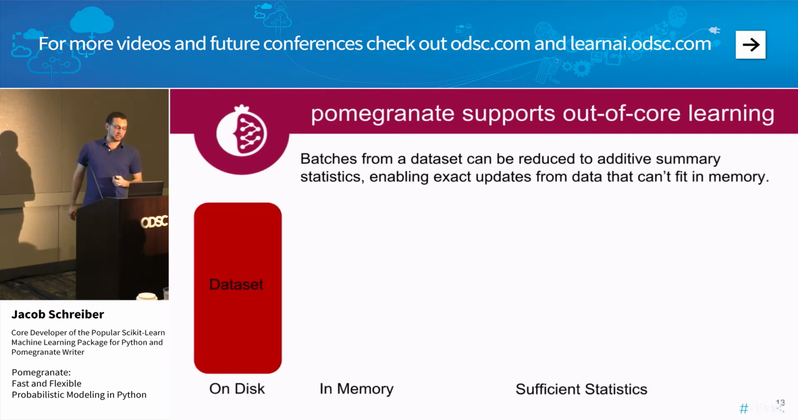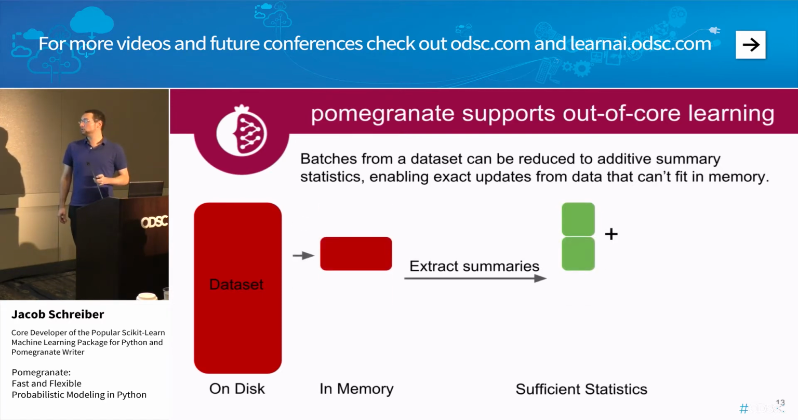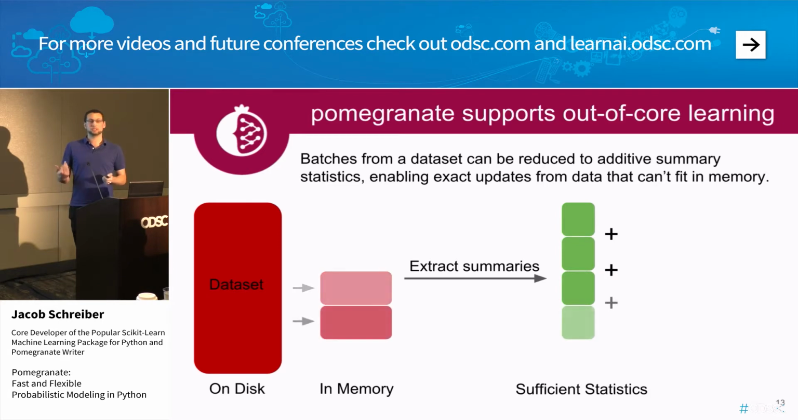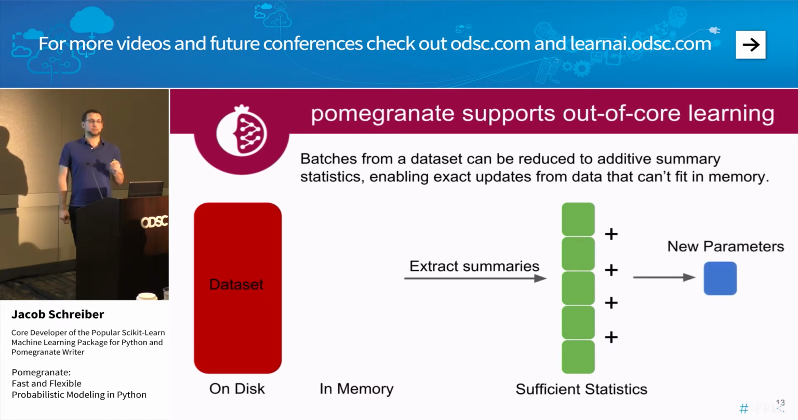What you can do in Pomegranate is simply load up batches of data, extract the summaries, the sufficient statistics from them, and just keep going, storing only the sufficient statistics, which is some small set of numbers. Since these are additive, you can just add them together when you're done and get an exact parameter update. This is the exact update, meaning it's the same thing as if you had seen the entire data set at the same time. This isn't an approximation. This is because Pomegranate has separated the calculation of sufficient statistics from the parameter update step.